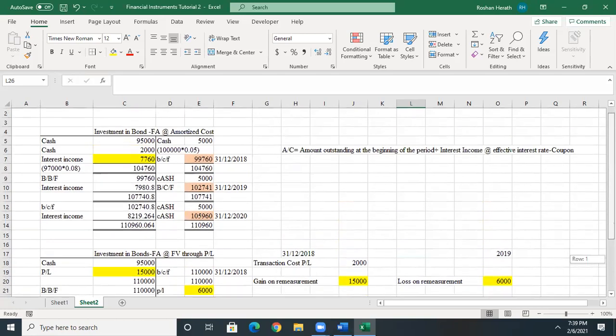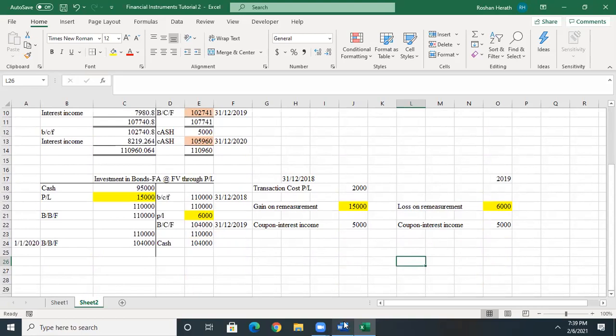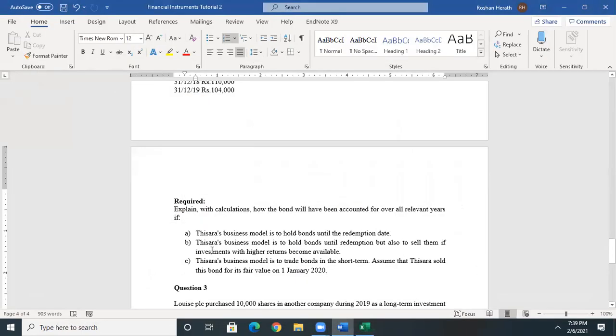Let's look at the other instance, right? What is that? The second instance says that the business model is to hold the bond until the redemption, but also to sell them if an investment with higher returns becomes available.